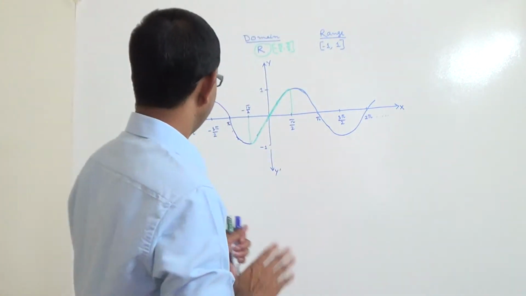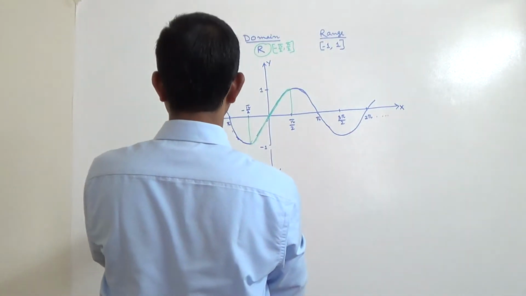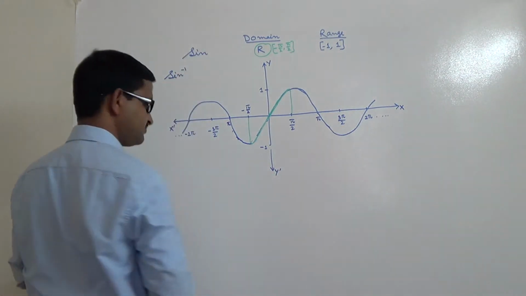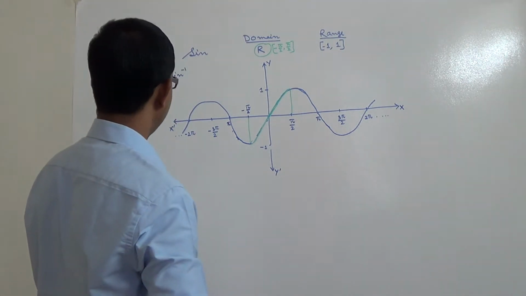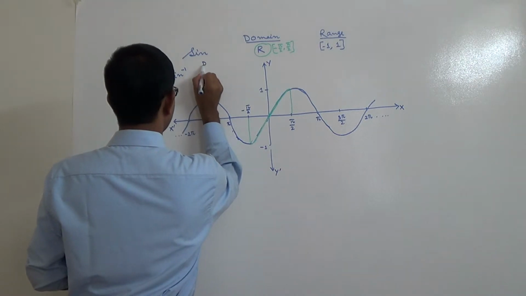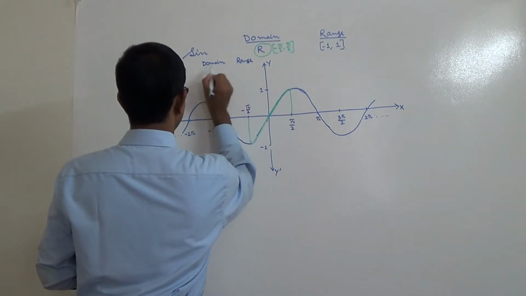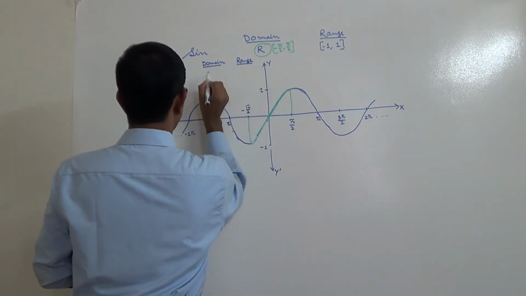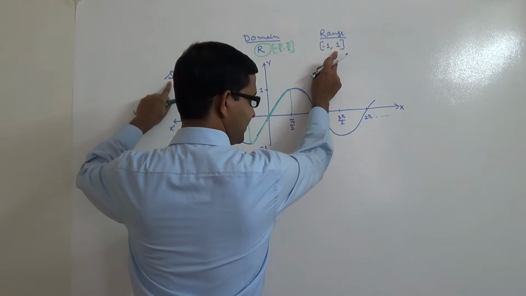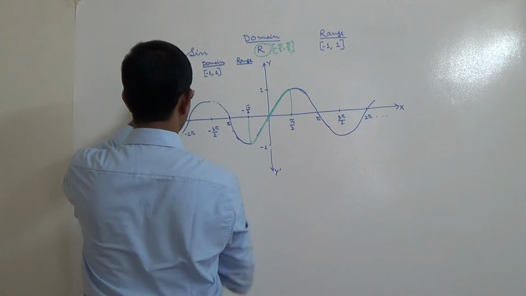Alright, so as the inverse of this function exists, we can define it as sine inverse, right? Inverse of the function sine. So what is the domain of this function sine inverse and what is the range? Let's see. The domain of this function sine inverse should be the range of the function sine, right? So that means the domain should be minus 1 to plus 1, the closed interval.